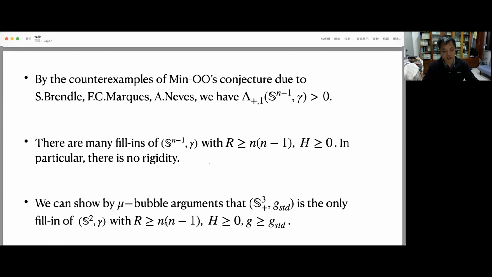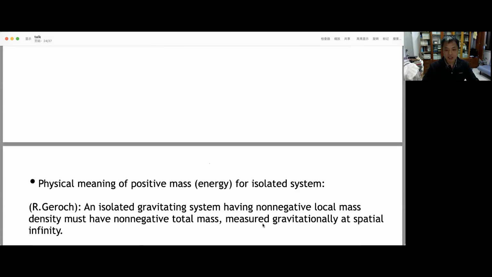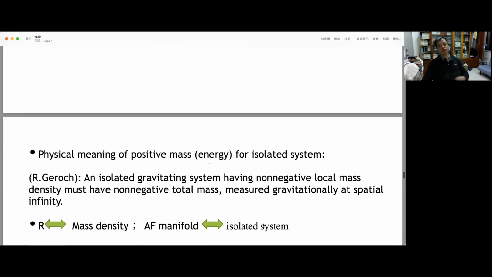with scalar curvature bigger than 6. This is n equal to 3. And H is non-negative, and we have these extra assumptions. Okay, now in the meantime, let me show you the relation between the lambda plus of the standard sphere and the positive mass theorem.